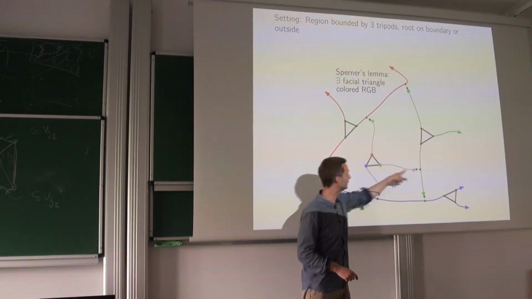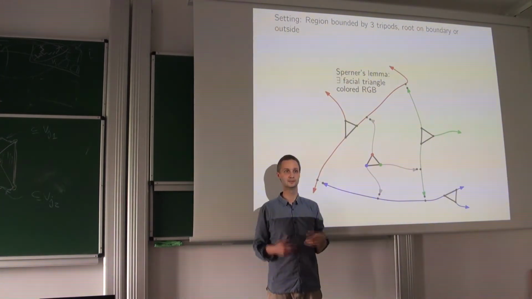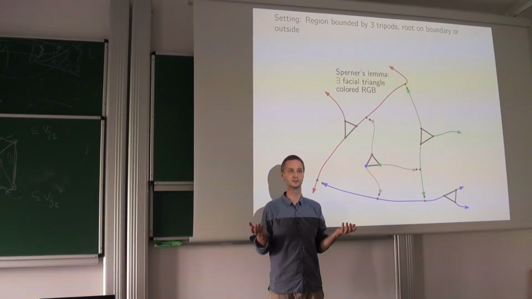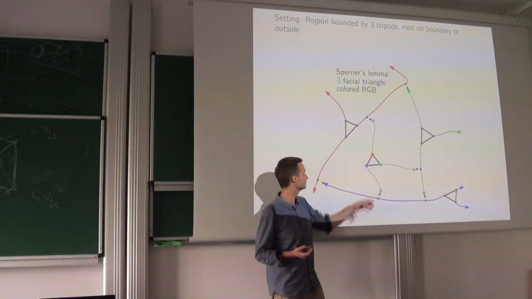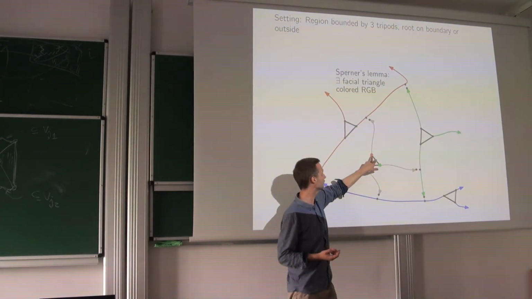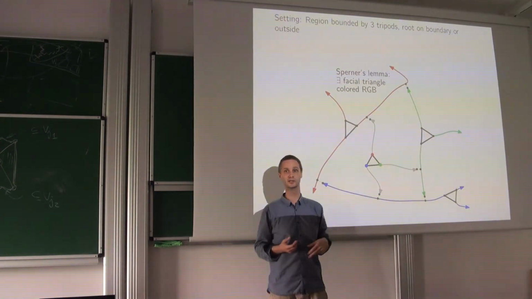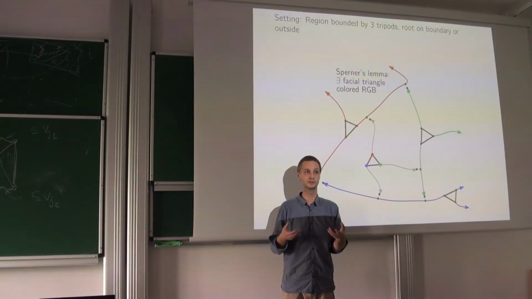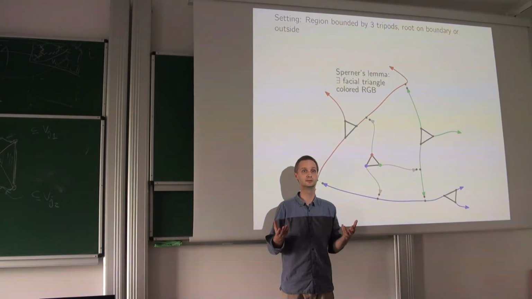I do the same for green, I do the same for blue, and these are the three branches of the tripod that I just defined. Right, so this Fischer triangle together with these three branches is the new tripod that I just defined. This is my new VI.